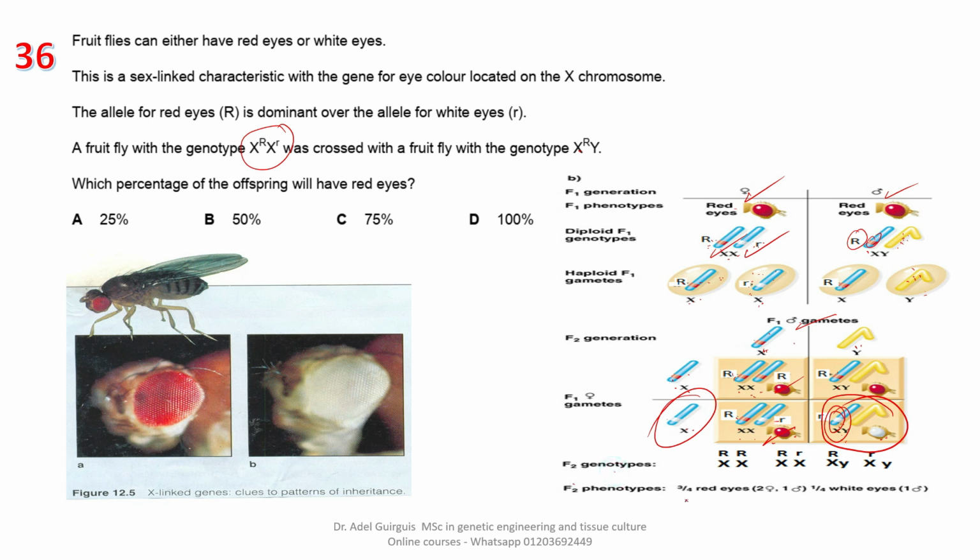F1 generation, offspring generation, genotypes: X^R X^R, X^R X^r, X^R Y, X^r Y. He asked which percentage of the offspring will have red eyes. This one red eyes, this one red eyes, this one red eyes. So percentage equals 75%, or 3/4 are red eyes. Okay, so the answer is C.